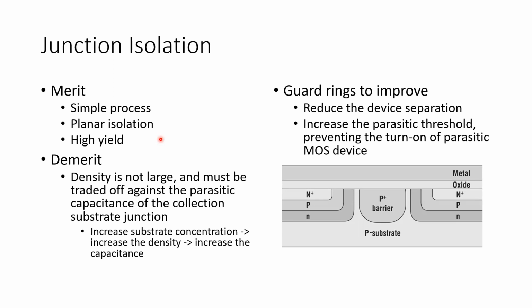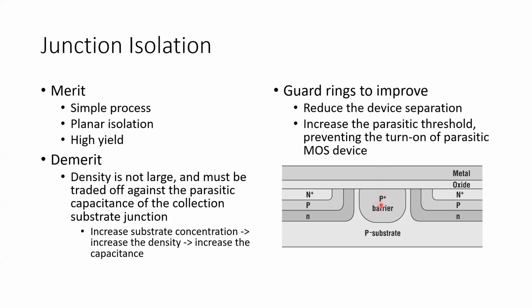On the other hand, if we increase the substrate concentration in order to increase the density, this also introduces another problem: the capacitance also increases. So we need to make a trade-off between the density and the parasitic capacitance. So we may use gathering to improve the junction isolation.